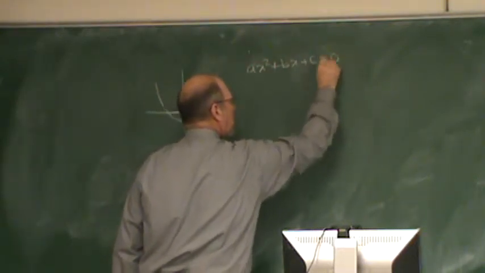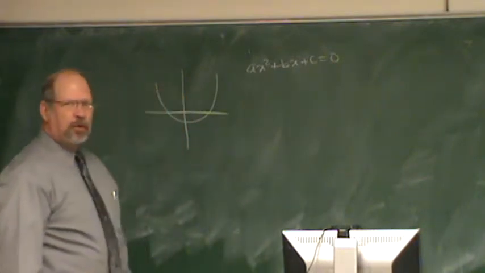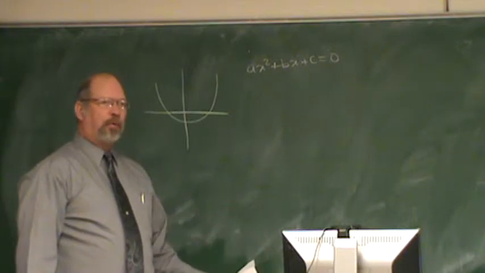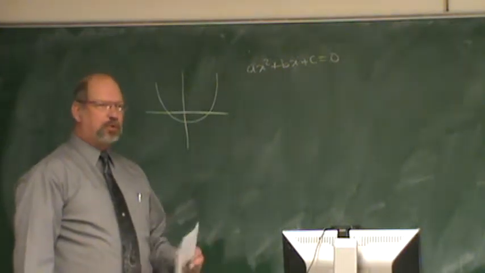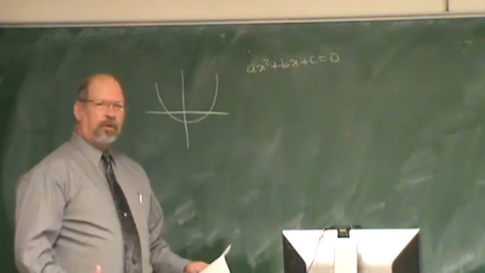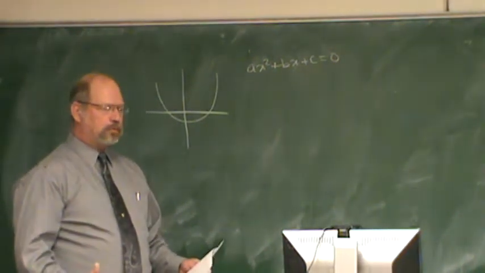c equals 0. You have two solutions if you count them right. Now, they're not necessarily real, they're not necessarily distinct, but you will have two solutions. And basically today we're looking at different methods of solving quadratic equations.